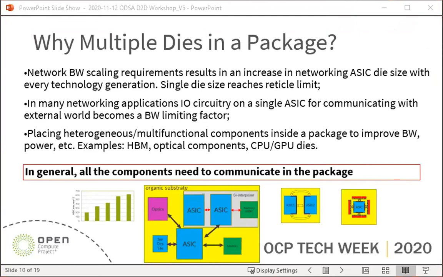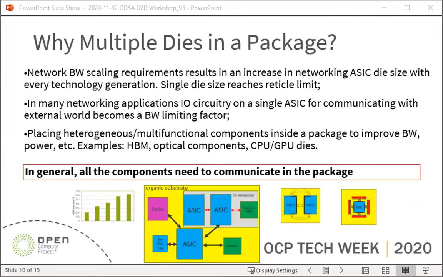One of the things we discovered, observed and learned along the way is that the bandwidth requirements are such that for every new generation of ASICs, we need to grow the ASIC die size. And we are basically already passing the point where a single die size reaches the reticle limit. So what it means is that we really need to look at alternatives.